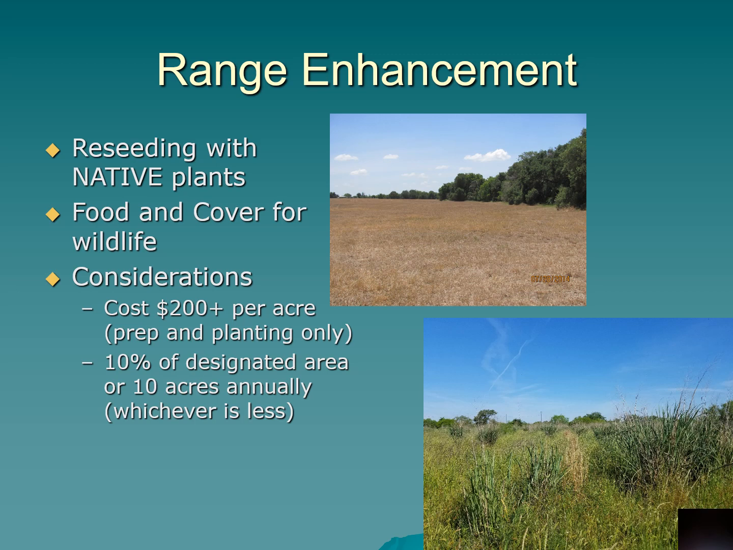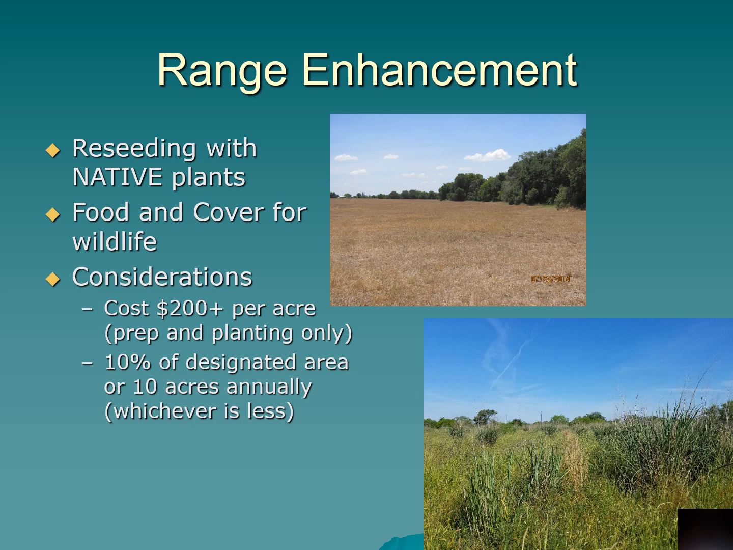The key to this practice is that native species of grasses and forbs are planted. There is an intensity level requirement for this practice, which is 10% of the total area designated in the plan, or 10 acres, whichever is less. Additionally, depending on the locality of the property, there may be assistance programs available to help defray some of the input costs, so check with your local biologist on that.